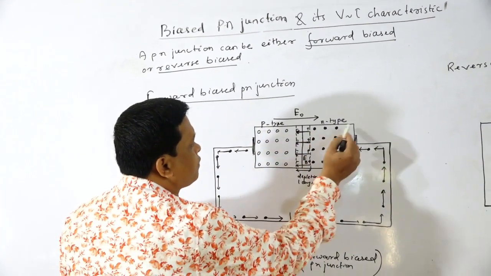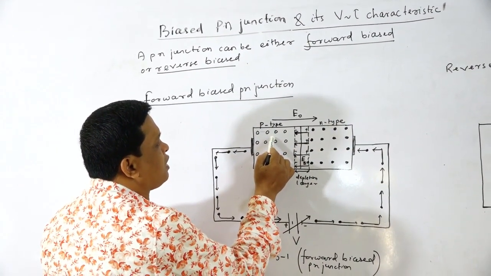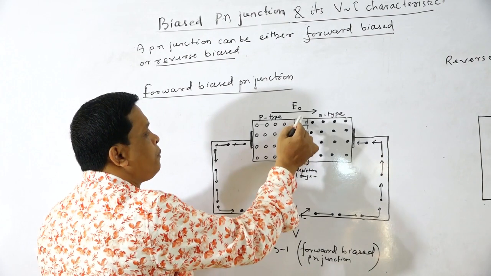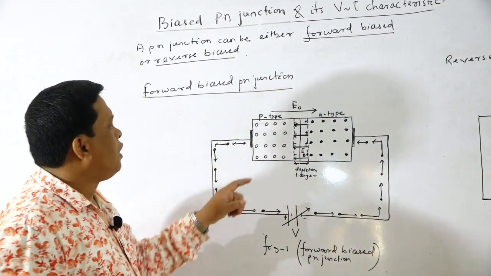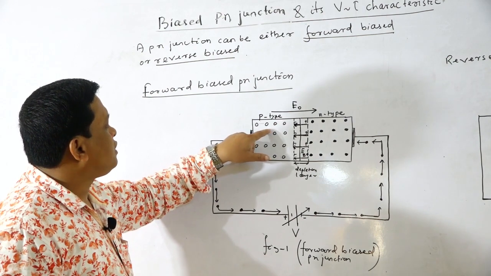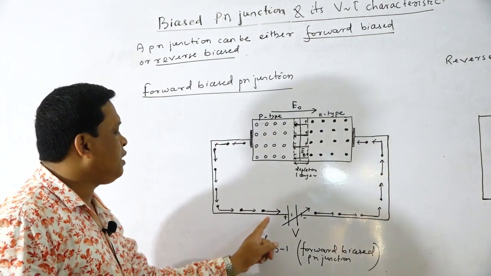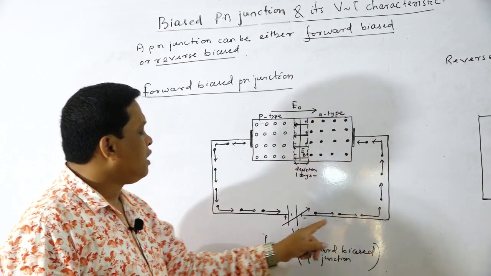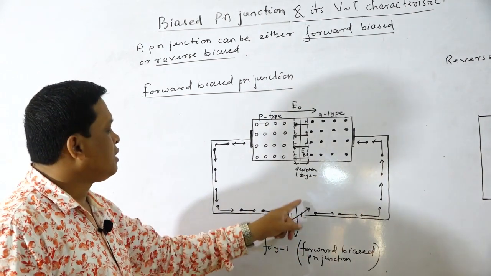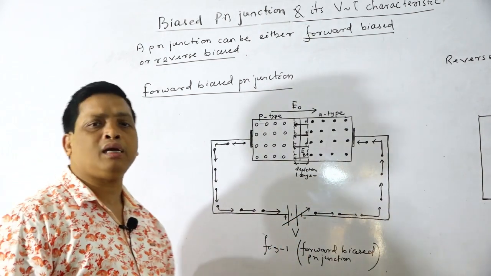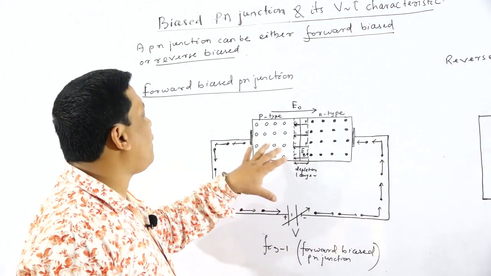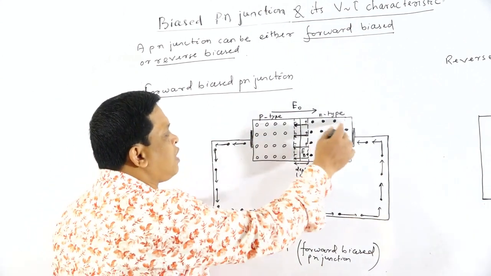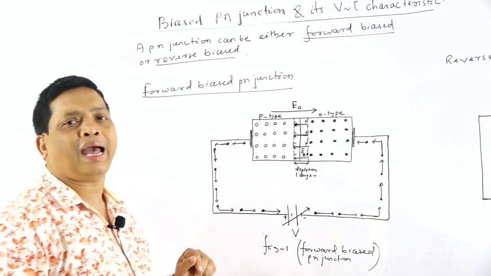So look here, this is a P-type semiconductor, this is a N-type semiconductor, this is the P.N. junction, this middle line is known as P.N. junction. Now, if we connect the P-type semiconductor with the positive terminal and N-type semiconductor with the negative terminal of a battery, then this method of biasing is known as forward biasing. And this type of P.N. junction is known as forward biased P.N. junction.